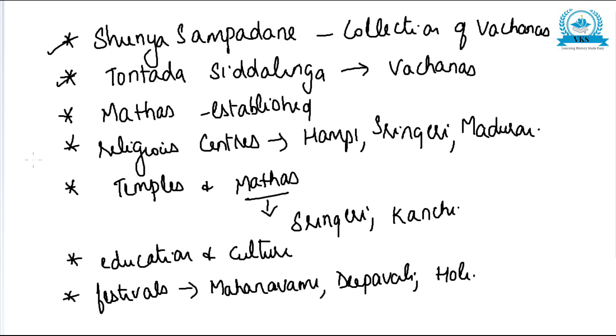So a number of mathas were established during that time. The important religious centers were Hampi, Sringeri, Shravanabelagola, Mysore, etc. Temples and mathas were religious institutions, and the notable mathas of the period were Sringeri, Kanchi, Udupi, etc. They encouraged education and culture, and sometimes acted as landlords and bankers. The important festivals celebrated at that time were Mahanavami, Deepavali, Holi, etc.